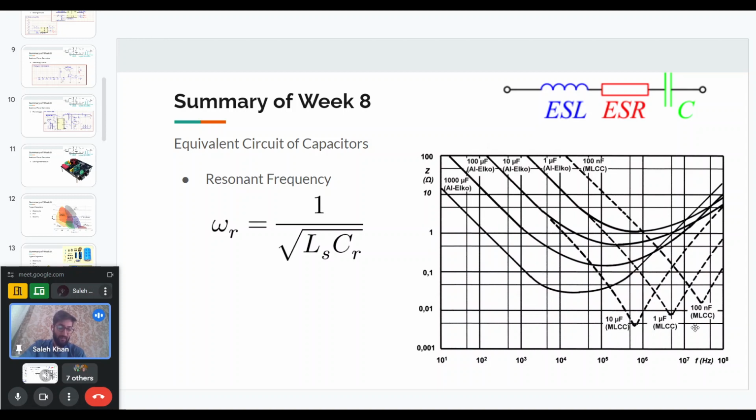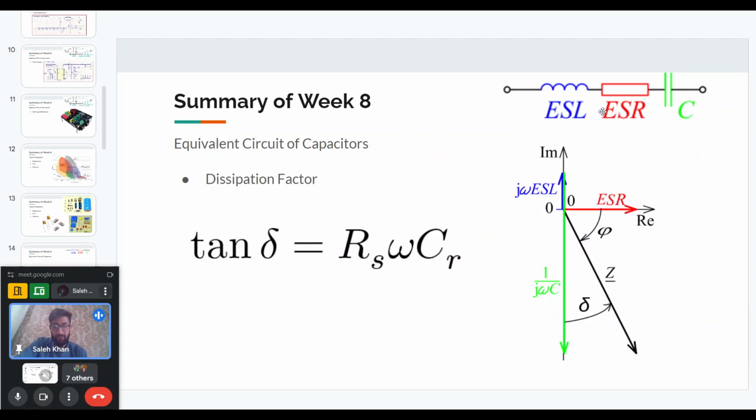For example, the MLCC, which is shown, which means multi-layer ceramic capacitors. So these are ceramic capacitors. They have a very sharp impedance graph compared to the aluminum electrolytic capacitors. They have a relatively gradual slope of this impedance graph. But in any case, you want to operate your converter before this resonant frequency point.